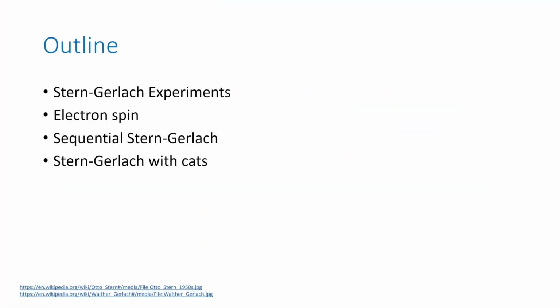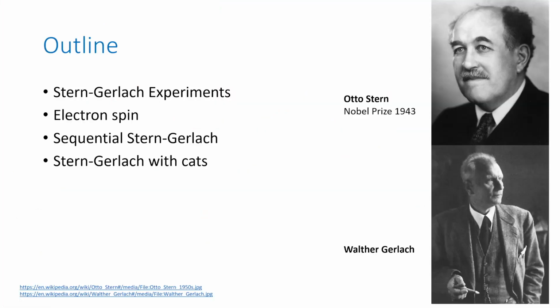So here is the outline. We'll first talk about the Stern and Gerlach experiments, which reveal the existence of electron spin. Then we'll talk about sequential Stern-Gerlach experiments where we connect multiple Stern-Gerlach devices and see how it leads to weird quantum behavior. And to drive home that point, we'll do a similar experiment with cats and show how weird this whole property of quantum spin is.